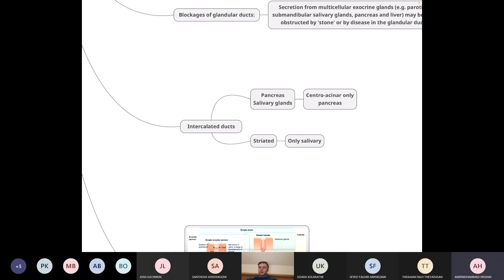So there are two places that I know of. When I made this mind map, I knew of these two places only. So pancreas and salivary glands only have intercalated ducts, which sometimes makes them difficult to distinguish from each other.